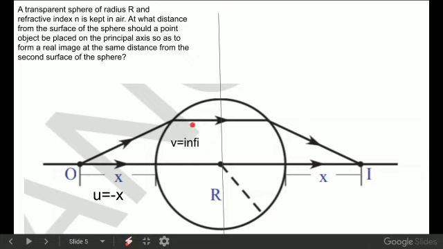Because once the light rays are entering into the sphere, they are becoming parallel now. So the parallel light rays will form the image at infinite distance. So image distance should be taken here infinite only. And first medium is air. Refractive index of the air is 1, and second medium is sphere, and refractive index of the sphere is already given, that is n.